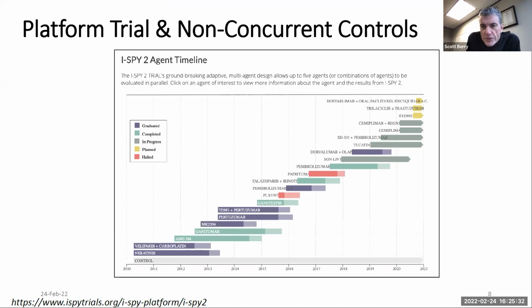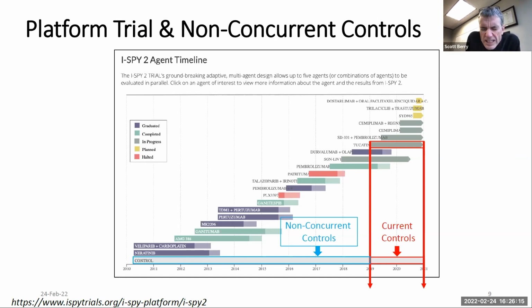So here's an example. This is public on the iSpy2 website. This shows the multiple treatment arms since 2010 that have joined the iSpy2 platform trial. You can see the time in which these treatments were initiated over the course of the trial. This provides an example of the sort of overlapping active arms in the trial with the relative control arm. Now, I'll ignore the fact that within some subsets of breast cancer, the control has changed, but I'll ignore that for this presentation. Next slide.